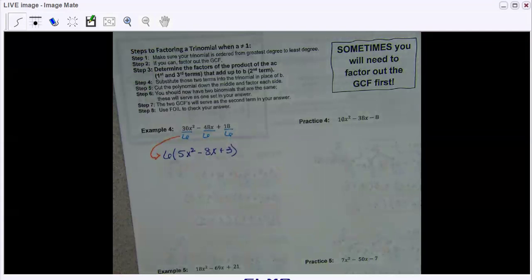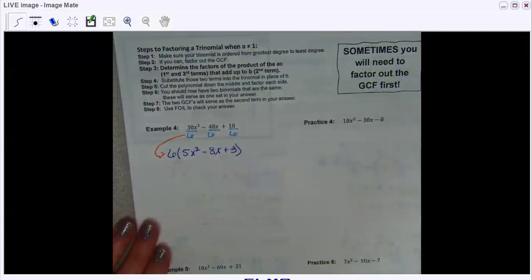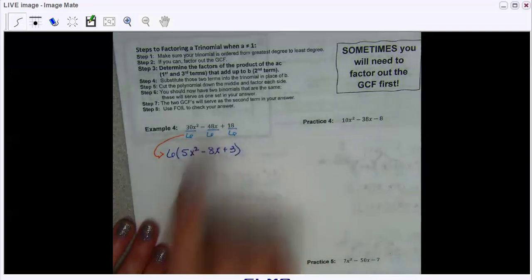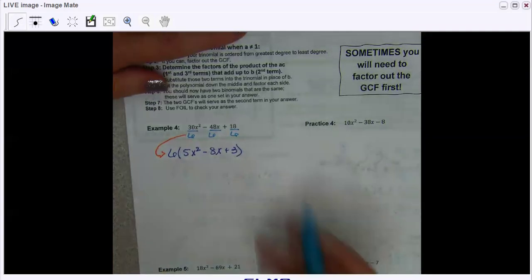Okay. Now, what we do with this problem is we solve it just like we did on the other side. The only difference was we factored out a GCF first. If you forget to do that, look what you would have to do. You would have to multiply 18 times 30, which is not a pretty number. It's 540, and then you would have to find factors of 540 that equal 48 or -48. You don't want to do that. Look at how much easier this is.